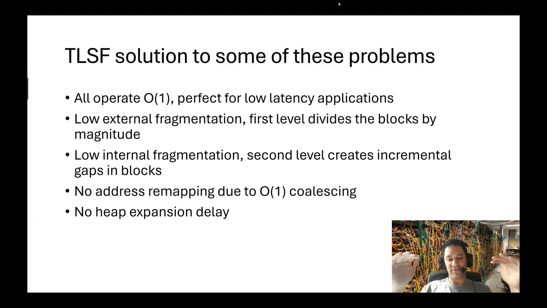So every first level is a power of 2 gap, and every second level is just incremental. There are no remappings of address when you allocate or deallocate, and the coalescing of a memory is fixed.